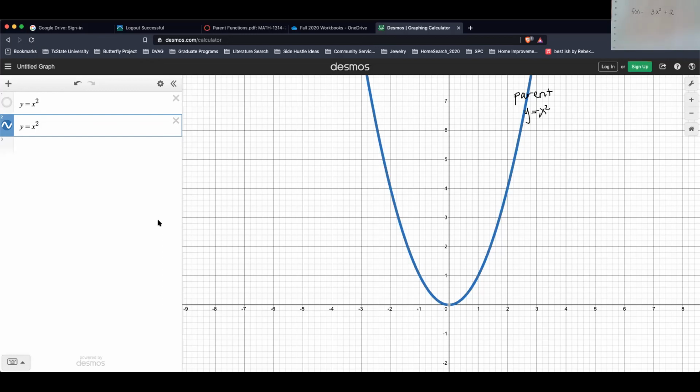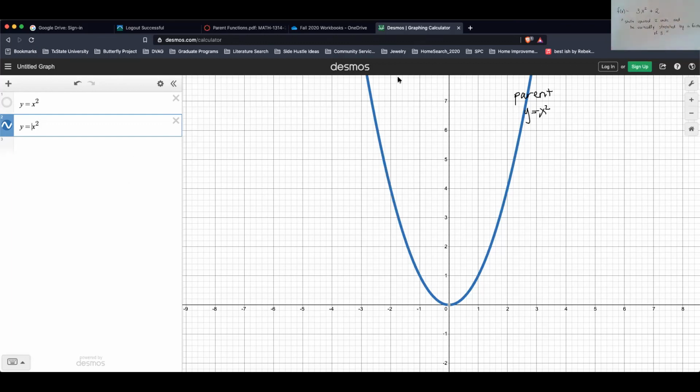It's going to go up 2 units and stretch out. Yeah, exactly. So we would say that this should shift upward 2 units and be vertically stretched by a factor of 3. And we can see that in Desmos.